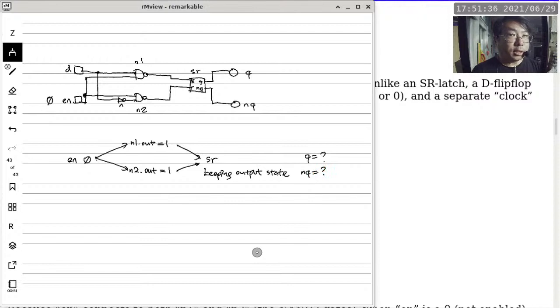Do we have any questions about this analysis here? If we know that EN is a 0, we just know that whatever the SR latch is outputting is just being maintained. And this is regardless of what D is doing.